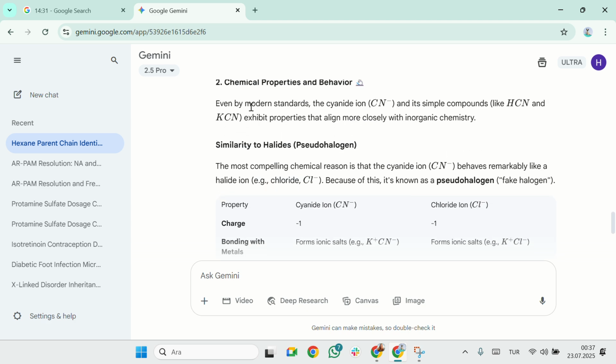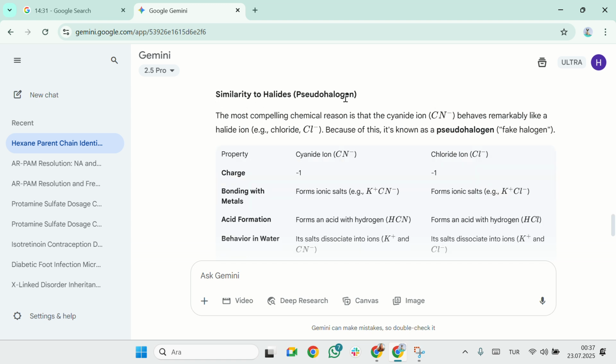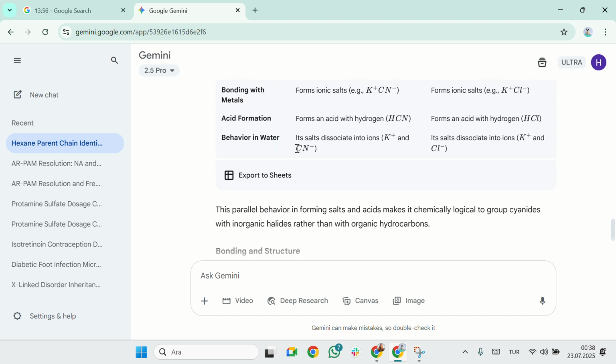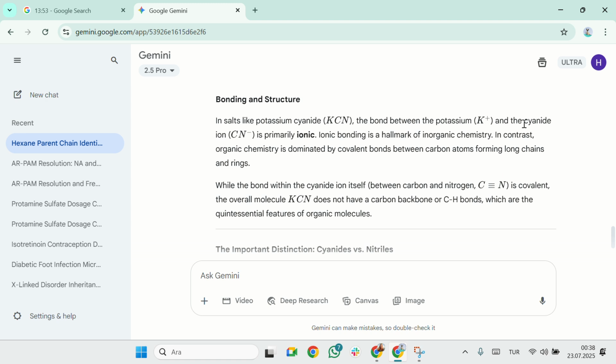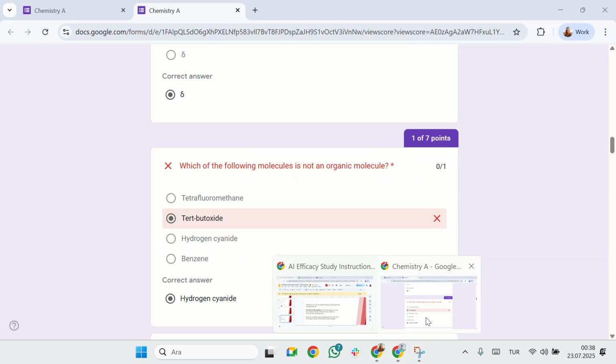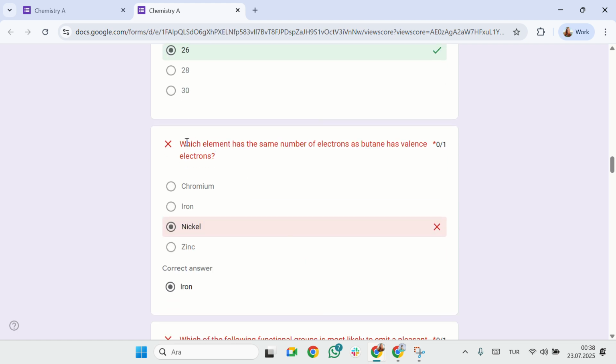Okay. Even though, the cyanide and simple compounds align more closely with inorganic chemistry. So halides, soda halogen. Oh, interesting. Chemically, the cyanide ion behaves like a halide ion, chloride for example. Soda halogen. Okay, interesting. Always been potassium cyanide primarily. Oh, right. This is correct. Okay, I got it actually. Let's move on to another.